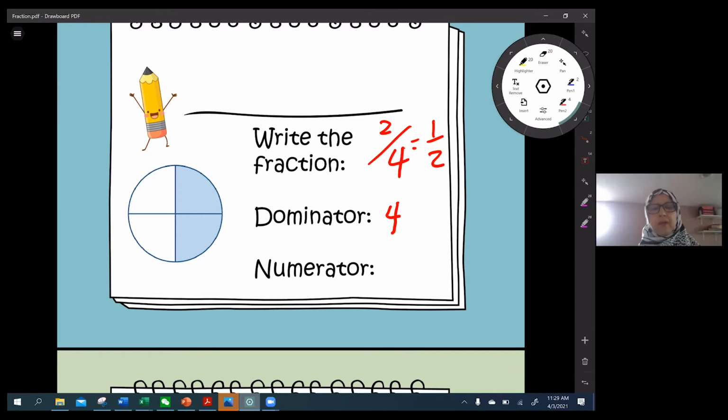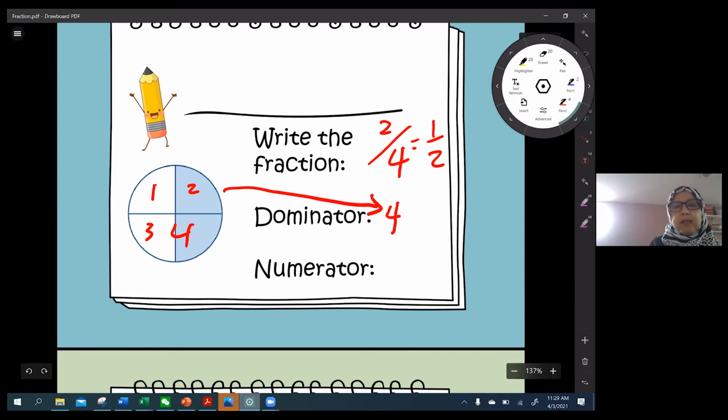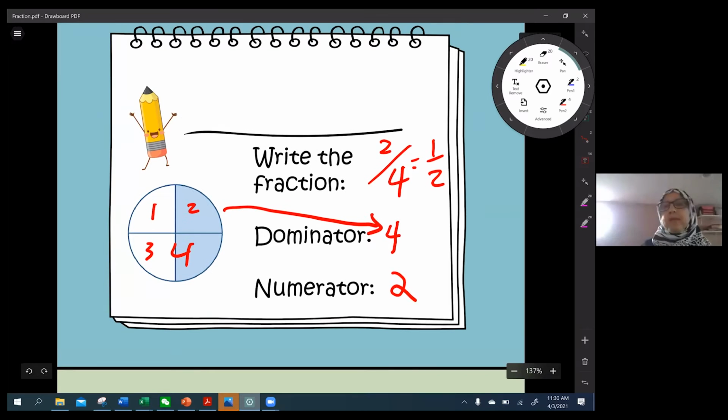Right, again, remember this: 4 equal parts. So this is the denominator. The numerator is? 2. Because? Because there are 2 shaded parts. Okay, we need to remember the relationship. A lot of the time we write this, but we don't know what it means exactly. So this is the denominator, this is the numerator. All right, so here you go, equivalent fractions.